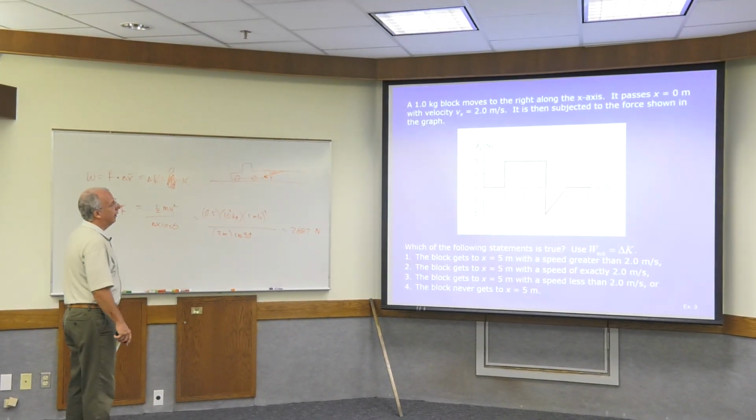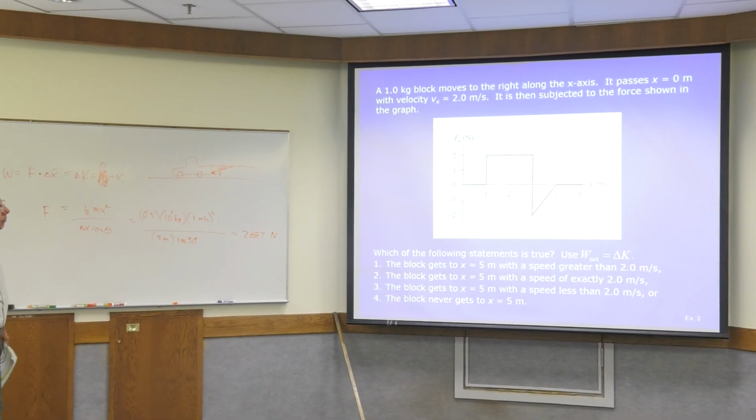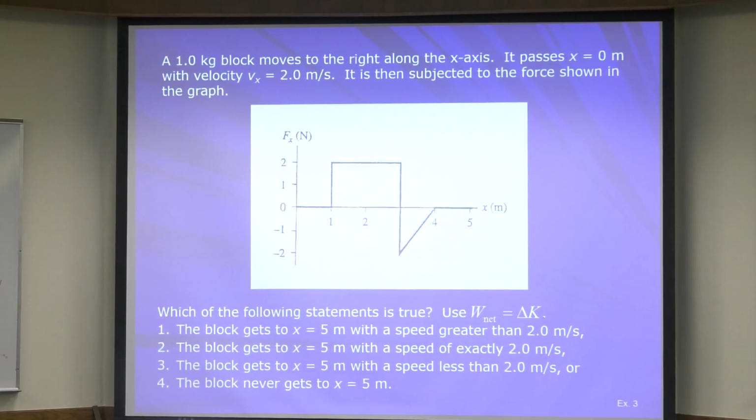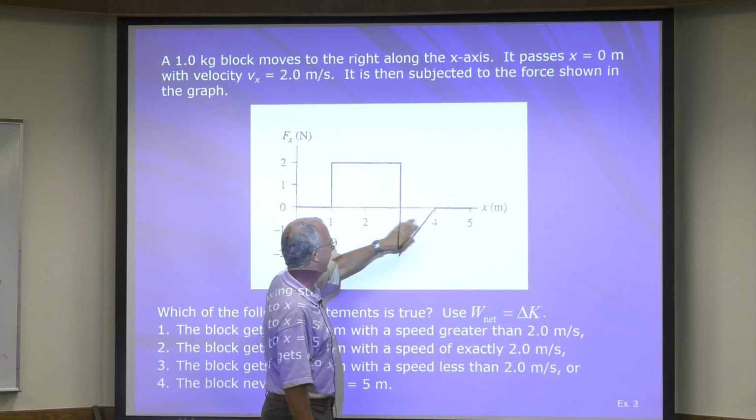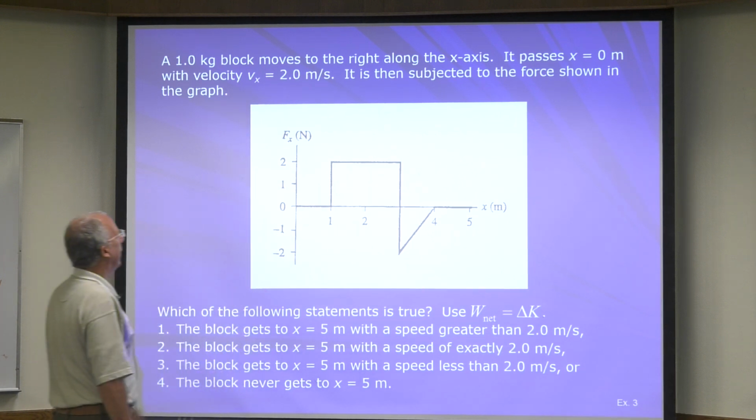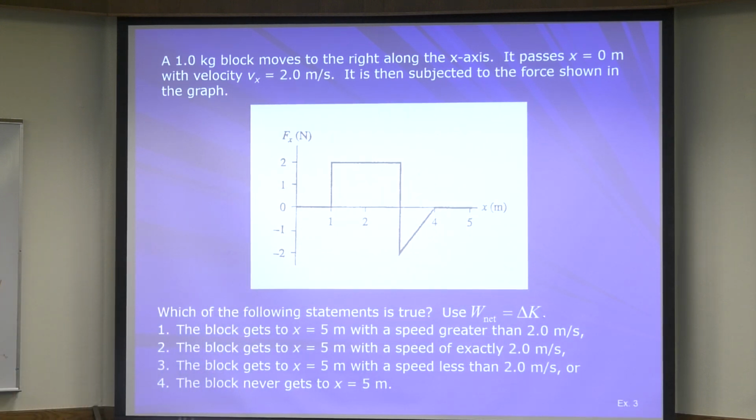Okay, a 1 kilogram block moves to the right along the x-axis. It passes x equals 0 with a velocity of 2 meters per second. It is then subjected to the force shown in the graph. All right, so it's going at 2 meters per second, and then it's subjected to this wacko force, right? All right. So which of the following statements is true?